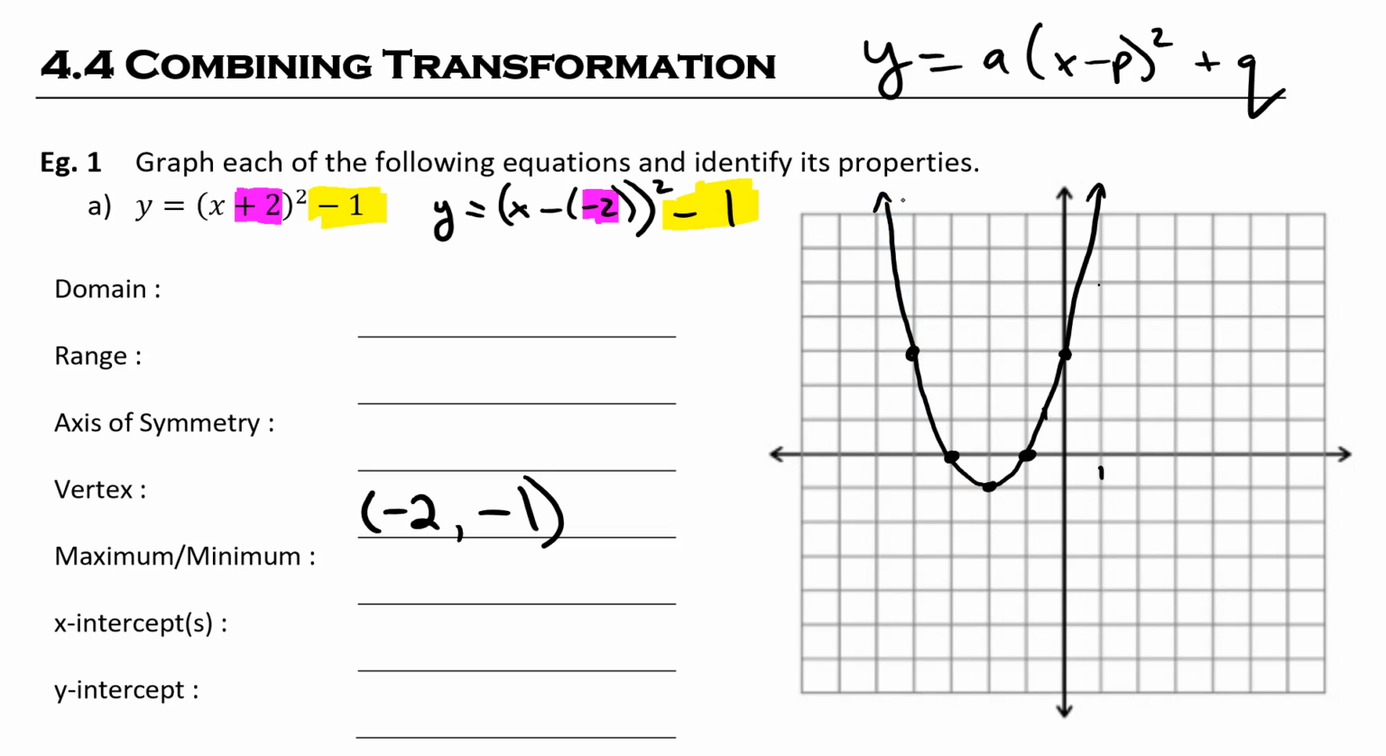Okay. So our domain for all of these things is simply going to be x is an element of the reals. x can be anything from negative infinity to positive infinity. However, the range, the y, it can only cover values that are above negative 1. So y is greater than or equal to negative 1, and for good measure we can say y is an element of the reals.